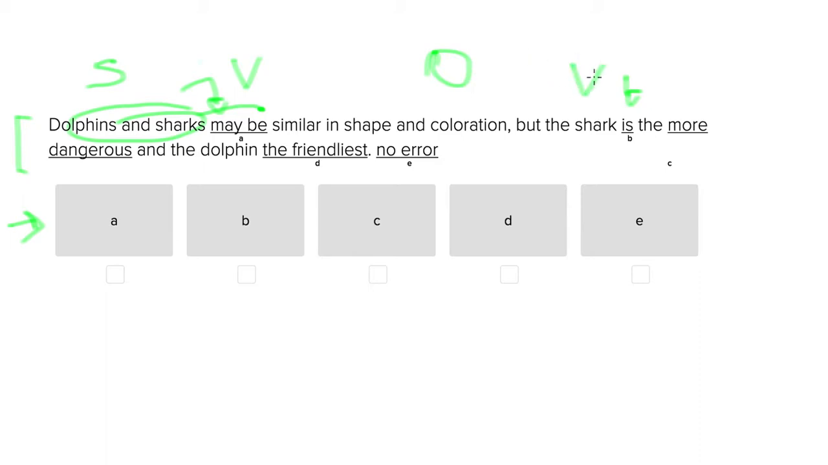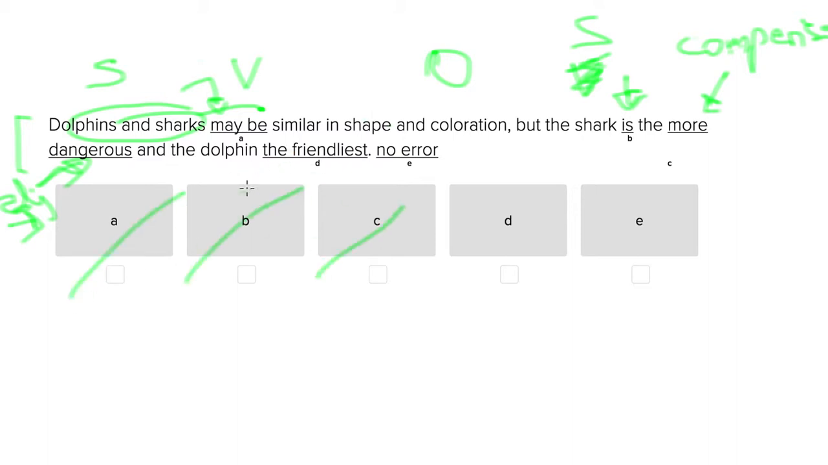Again, the subject is the shark, so this is in the third person singular, which is fine for shark. The more dangerous, well, more is all of a sudden introducing a comparison, and you have to watch out for this sort of word. And dangerous is an adjective that is describing the shark, which is a noun, so that's fine. And the dolphin, the friendliest.